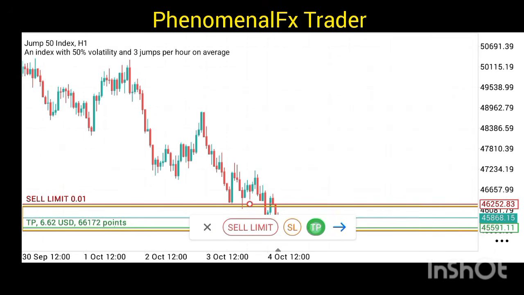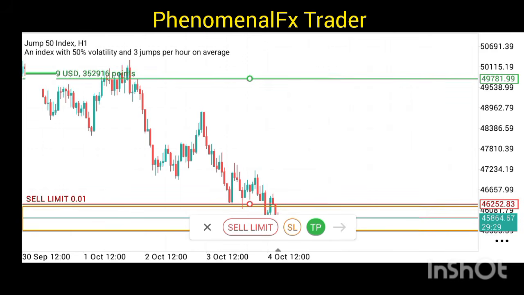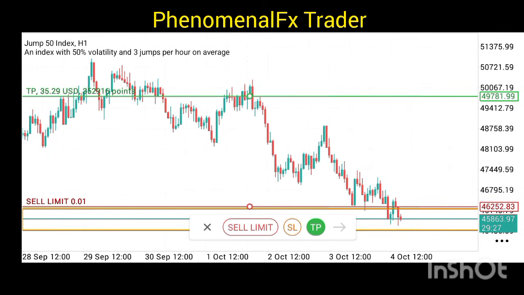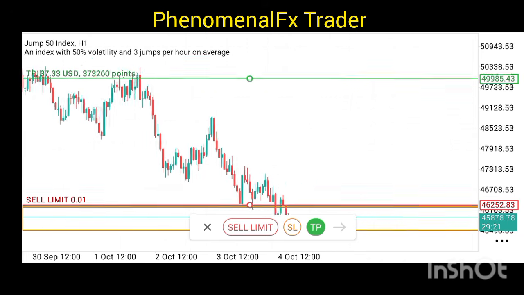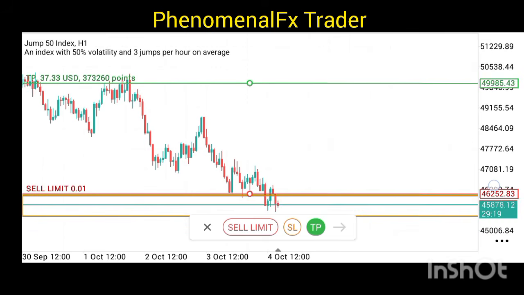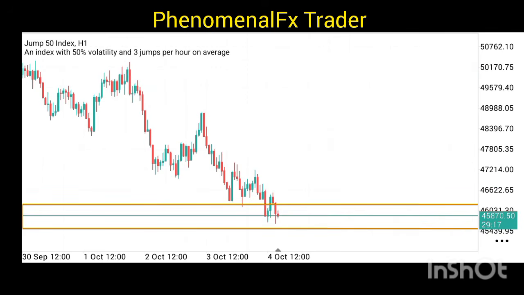With the minimum lot size, if you enter that trade, let's say from where I just placed, if you're able to hold it up to this level, this is about $37 profit with the minimum lot size. It's very simple.